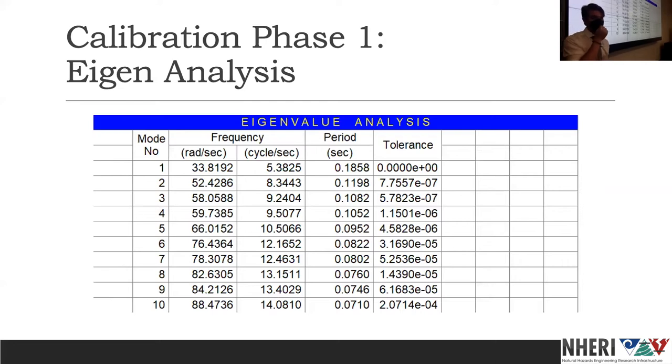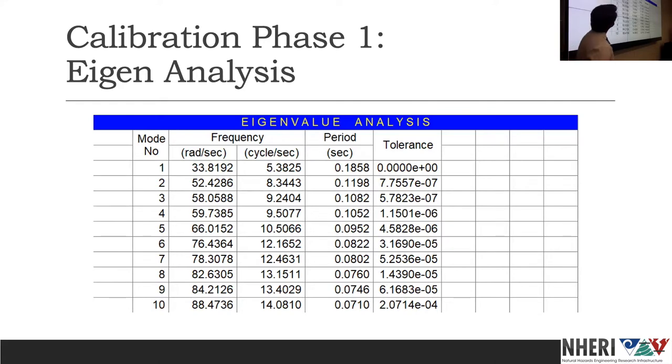So the first phase of the calibration, as I said, was an eigenanalysis. This is some of our preliminary results. We haven't actually gotten the natural frequency matched up yet. But as you can see, the first mode is at 5.3, and we're expecting something like 4.3. So a few more calibrations, and we should be close.